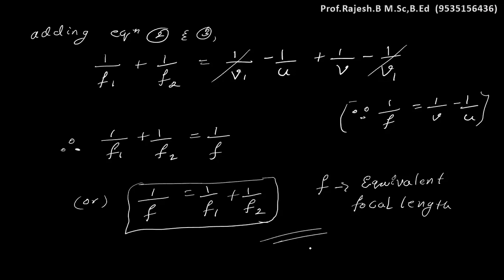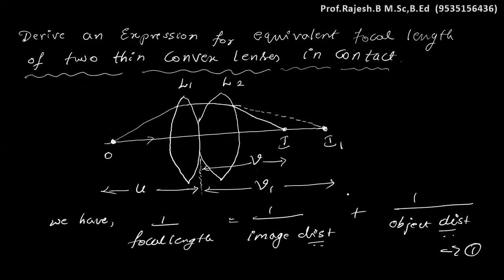So this is the final derivation. I will explain once again. See here. Two thin lenses are in contact. So there are lenses L1 and L2. For the lens 1, O is the object, I1 is the image. For the lens 2, I1 is the virtual object, I is the final image.